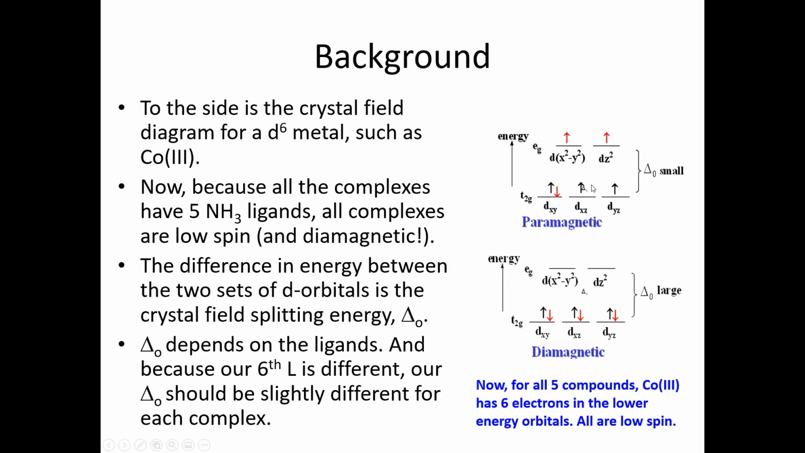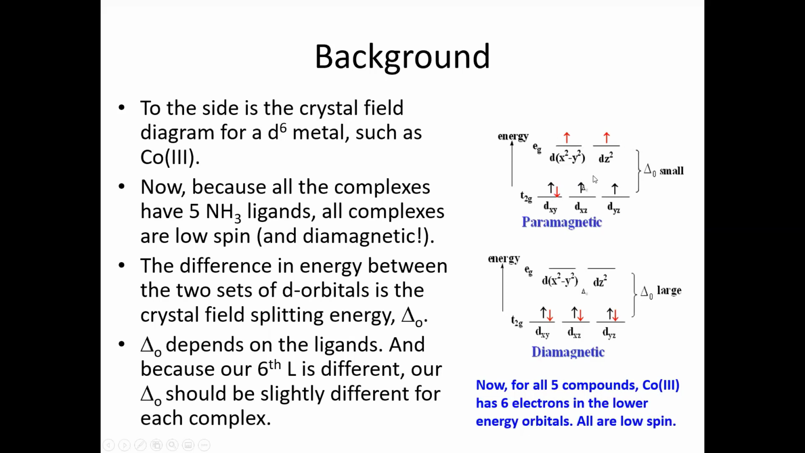So for cobalt-3, which is a d6 metal, it has 6 electrons in the d orbitals. When there is no ligand present, the 6 electrons will have 1 pair in the ground state and 2 singlets in the ground state as well, and 2 singlets in the excited state as well.